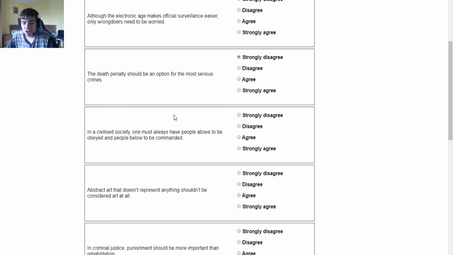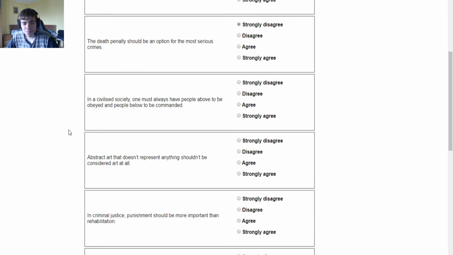You shouldn't trust the state to have this power for the most part, and obviously the possibility of innocent people being executed should by itself overrule the death penalty. Plus, you're missing the chance of that individual ever being rehabilitated and contributing in some way to society. So then one must always be above, have people above to be obeyed and people below to be commanded. No.